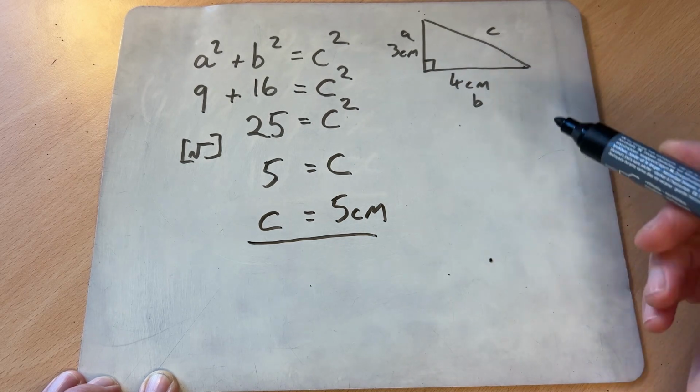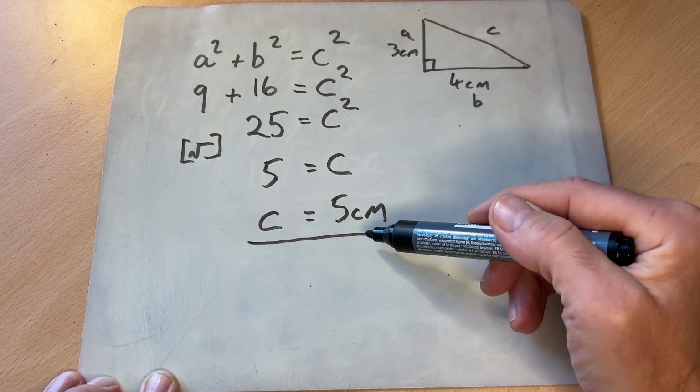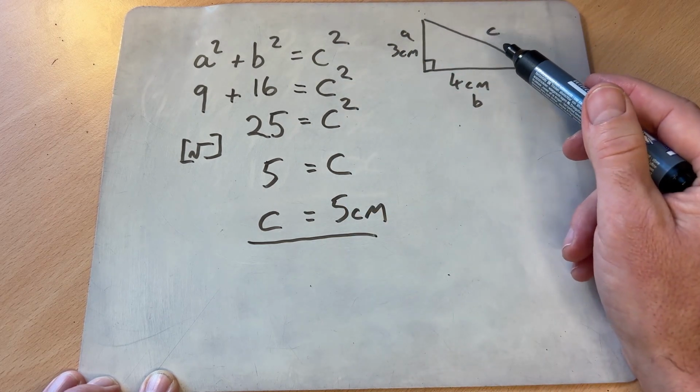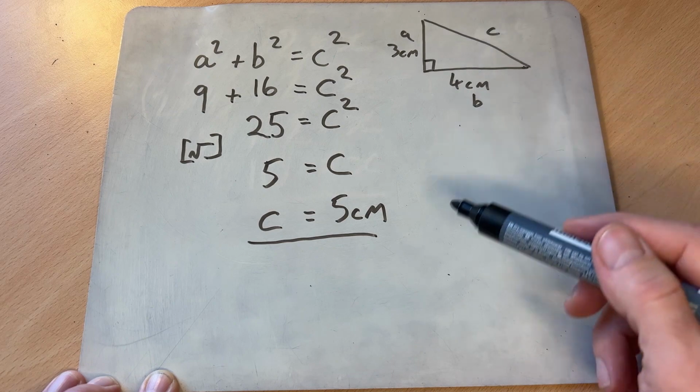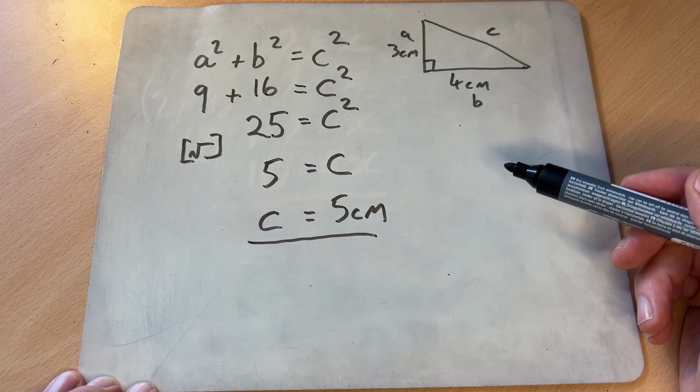And that's using the formula. So the c value on this equals 5 centimeters. And that's how you use the Pythagorean formula to work out a hypotenuse. I hope you understood that. If you don't, have a look over the video again and play through it slowly.